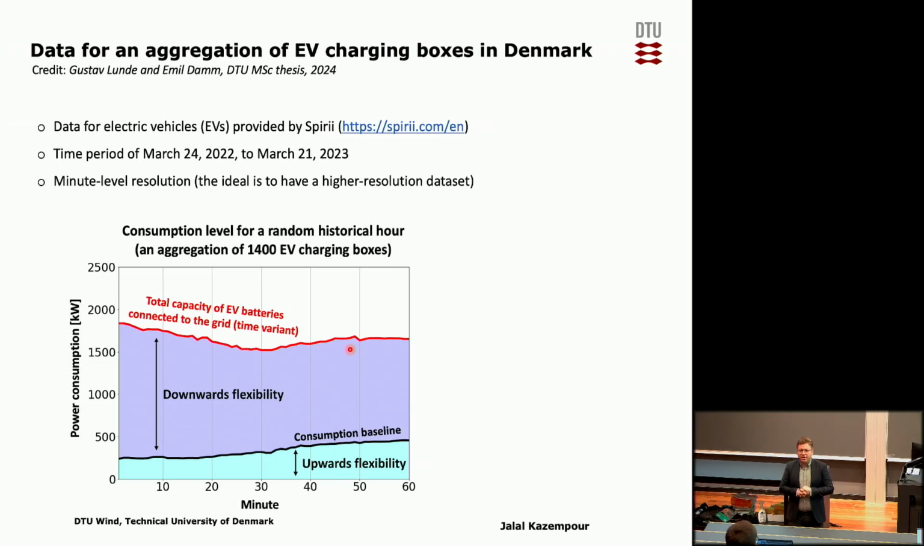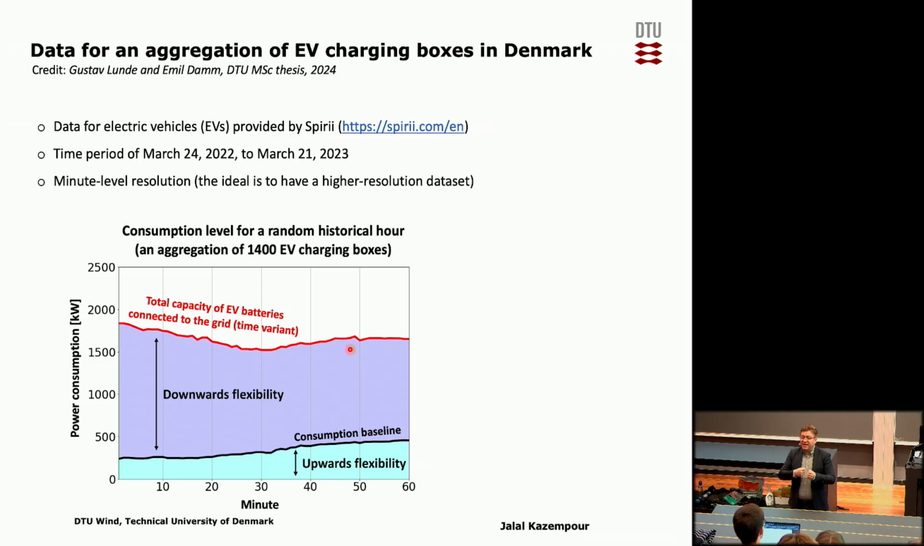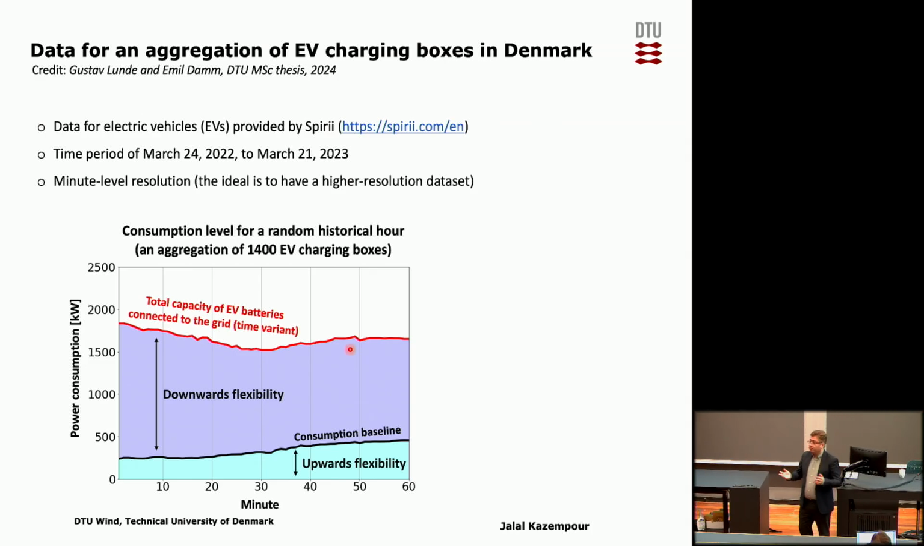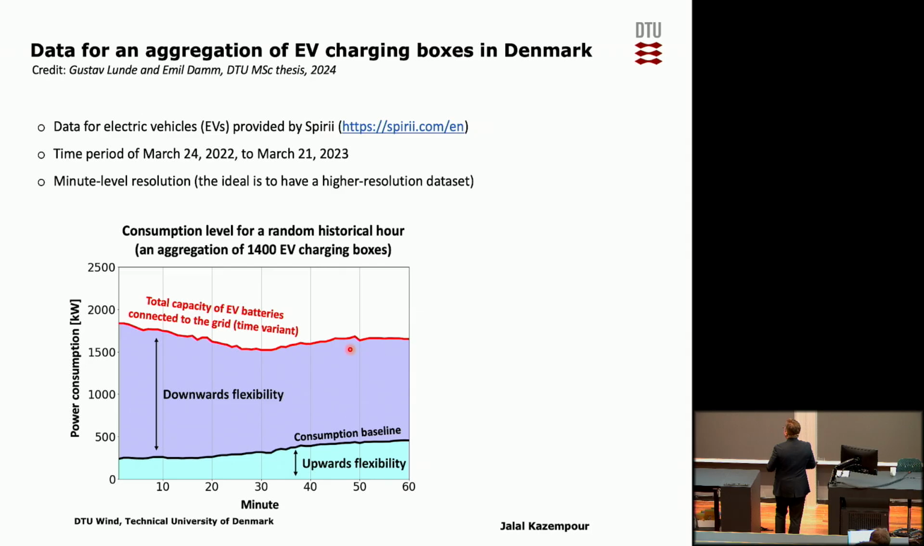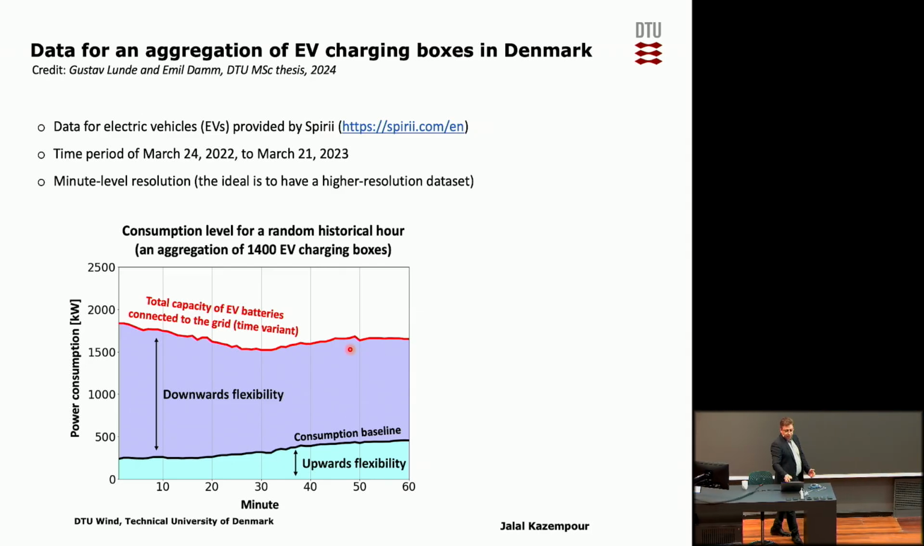Do you know why it's time variant? Because the number of grid-connected EVs is changing, right? EVs are connected or disconnected from the grid all over the time. So that's why the red curve, which is the maximum consumption, is time variant. And the realization of consumption is like this.